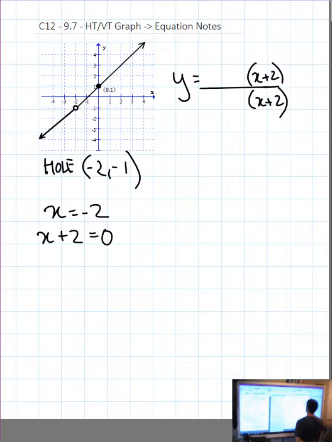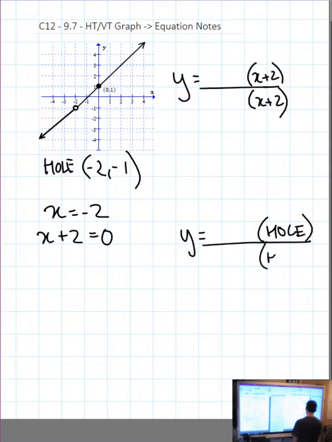It will be crossed off eventually if we were to solve for things. However, the function needs it. So if we have a hole, we simply put the hole on the top and the bottom. Now we don't have any other vertical asymptotes, but we do have an x-intercept at -1.